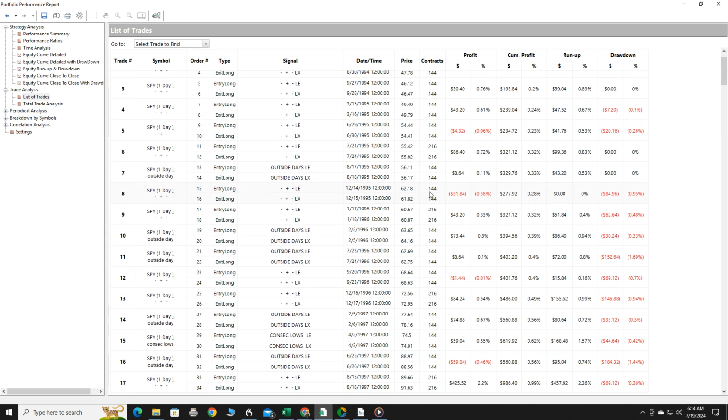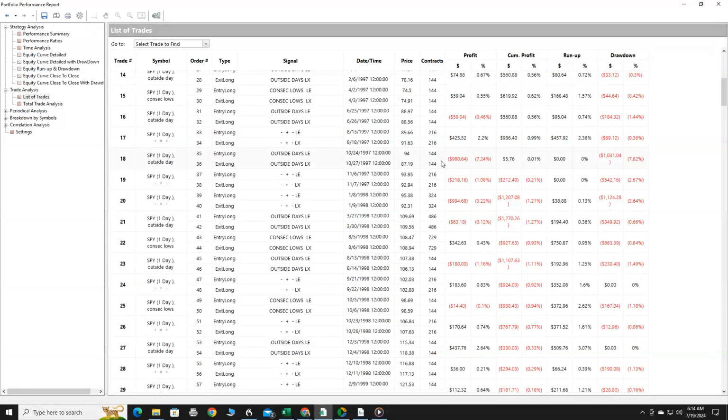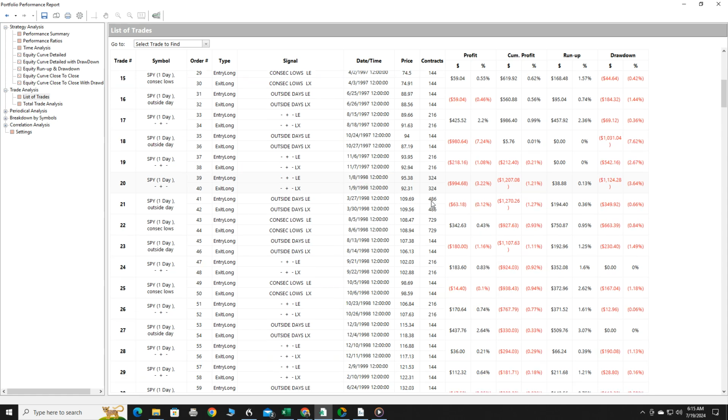Every time we had a loss, it would increase until a gain. Here's an example where we had a loss on the outside day, and then we had a gain on the next strategy. Then an increase in position size on the next strategy, but it lost. And then we had another loss, and it continued to increase by 50%. We had 1, 2, 3, 4 losses, so it just kept increasing.